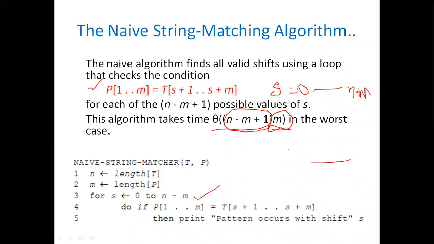And what is the complexity of this? The complexity is theta of (n minus m plus 1) times m. So now you understand what shift is, and what the size of the text and the size of the pattern are.